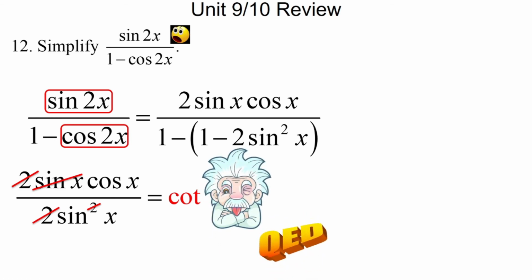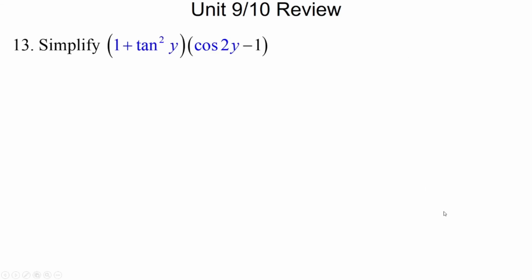There you go. Good stuff. Yeah, Einstein's loving that. He is saying right now, with all your identities, this stuff is a piece of cake. All right, let's do another one like that. That was too much fun.